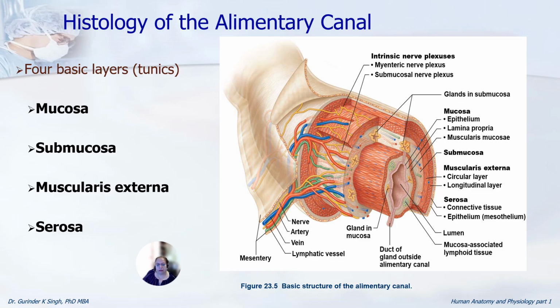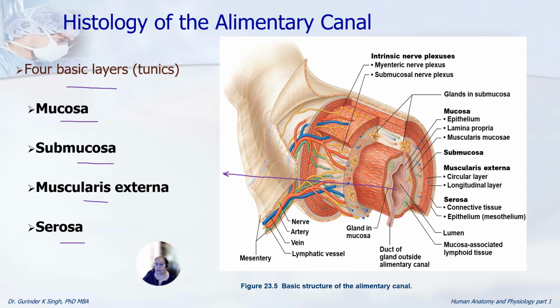Okay, so now let's talk about the histology of the GI tract, or what we call the alimentary canal. There are four basic layers, or tunics, present. Going from inside to outwards, we have the mucosal layer, submucosal layer, muscularis externa, and serosa.